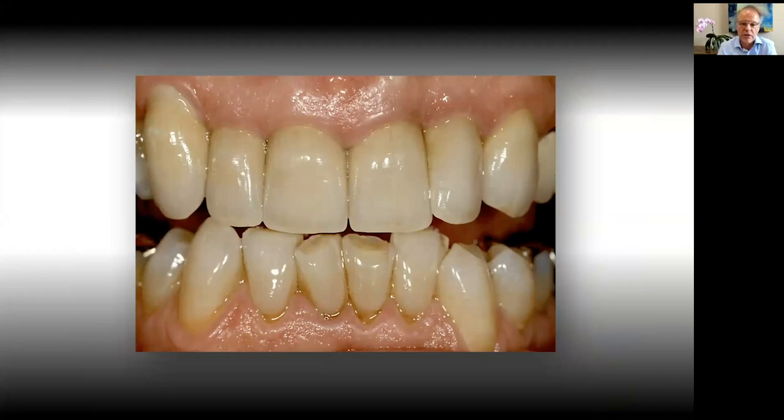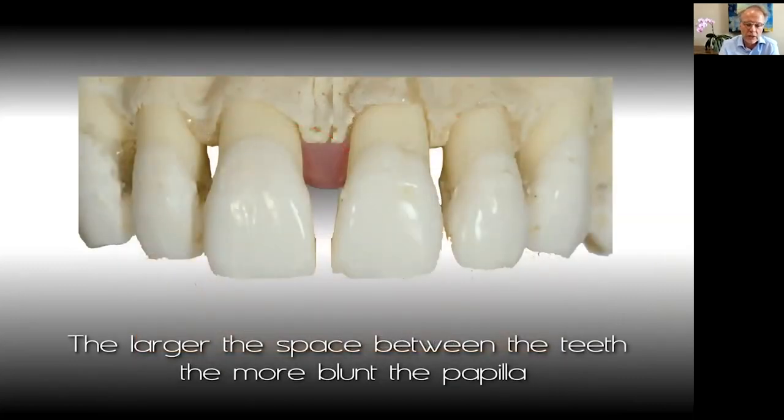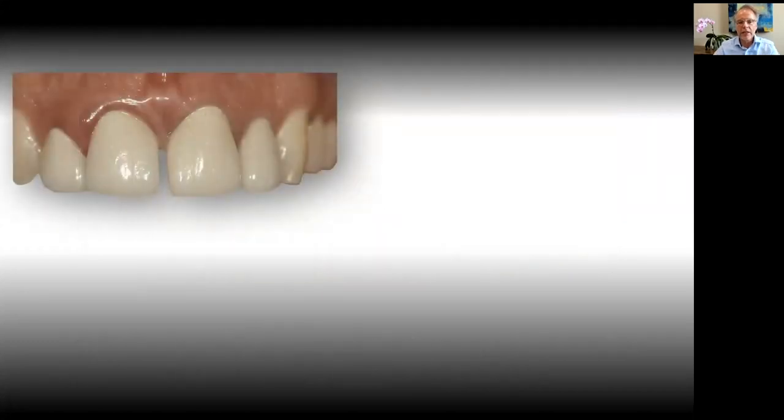And here again, history of periodontal disease. New restorations are fabricated on all the upper teeth. And you can see we have a flattened gingival scallop, so really long contacts. And of course, this is a patient that's on in years, an aged patient, and so it can work. Okay, so the larger the space between the teeth, the more blunt the papilla. So here now I'm showing you a diastema. So as I move the teeth apart, we're eliminating the support by teeth and roots.